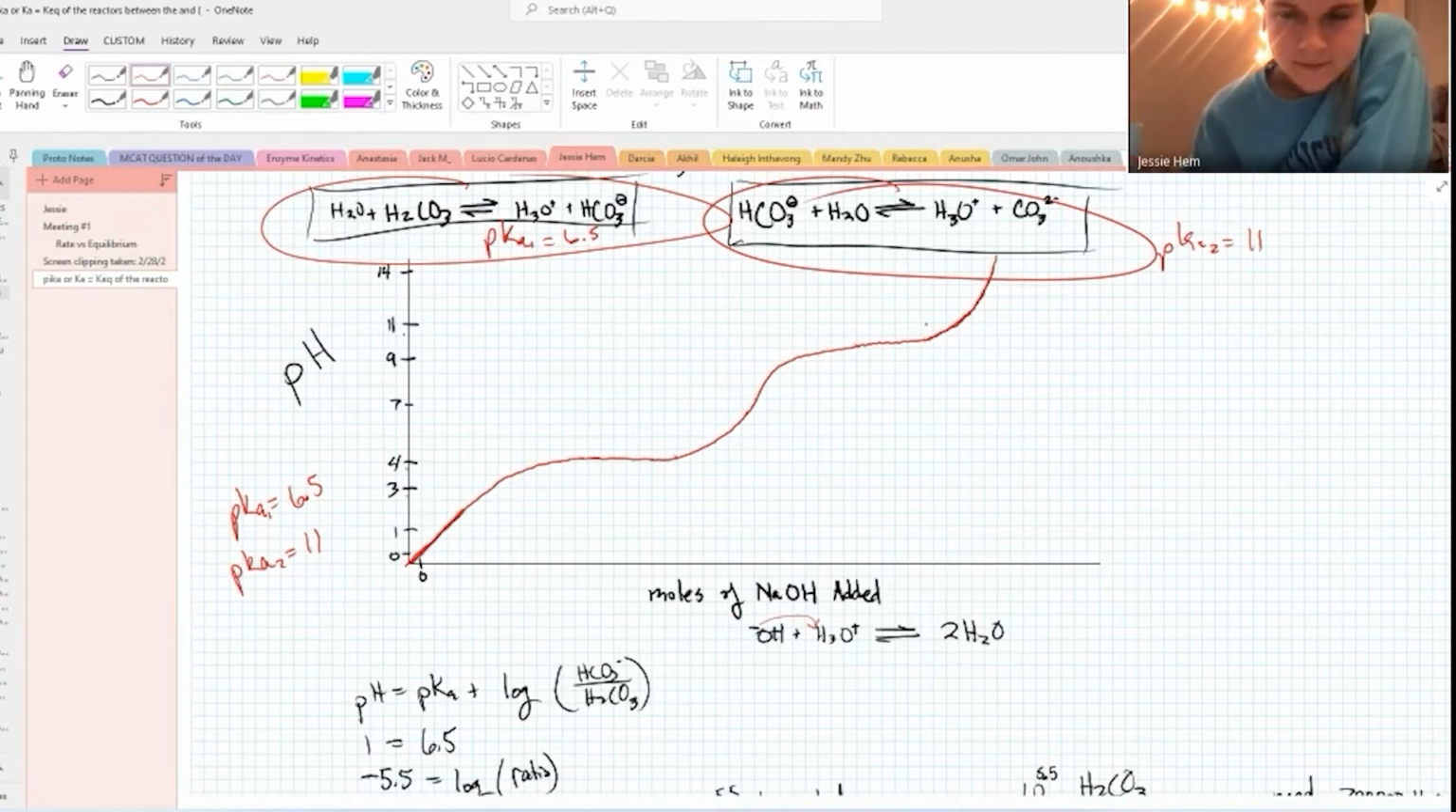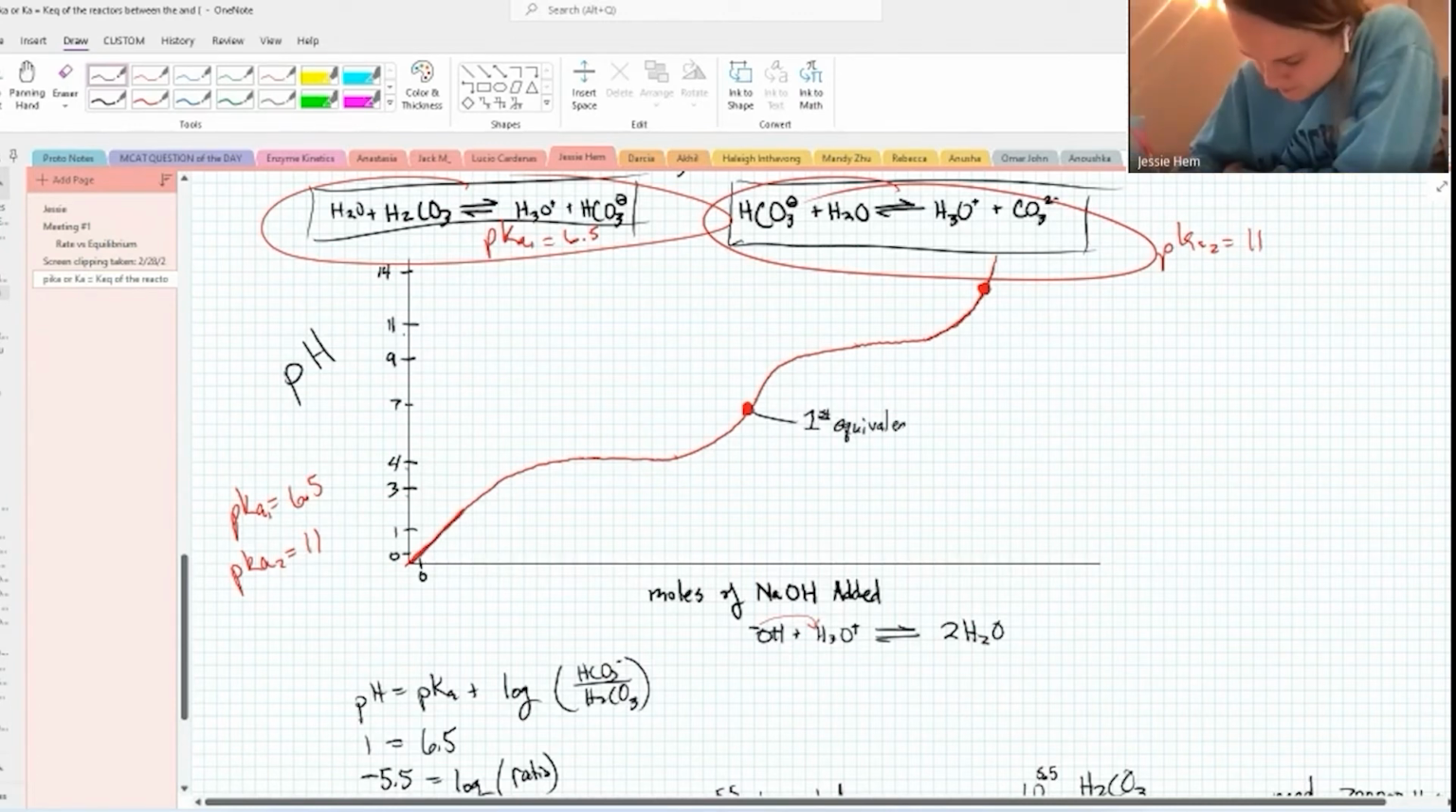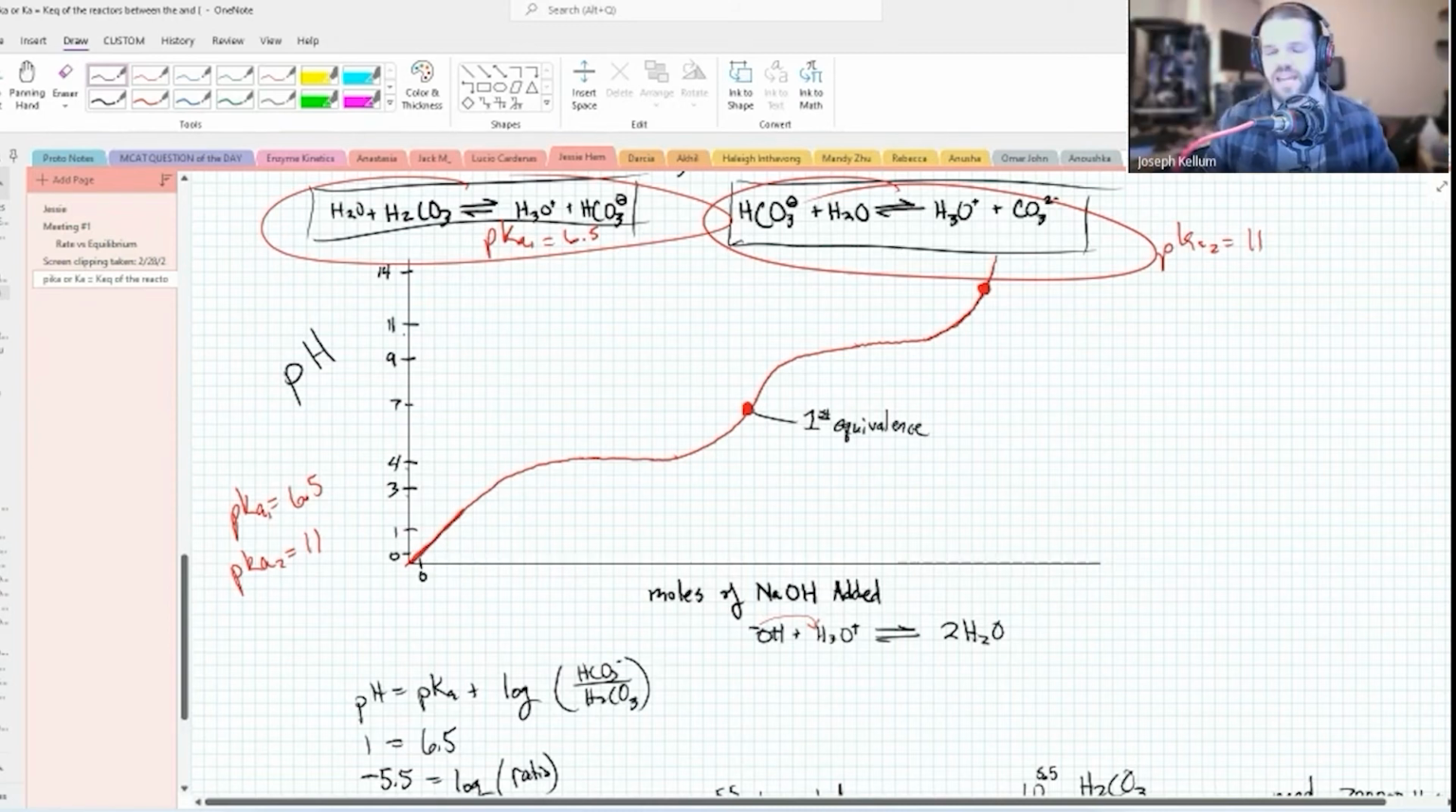And so you have these 2 points at the steepest parts of your graph. These 2 points are called the equivalence points. We could call this the first equivalence point, because if it wasn't a diprotic acid, we would only have one equivalence point. The equivalence point tells us the point at which we have added as many moles of base as we have moles of acid present.